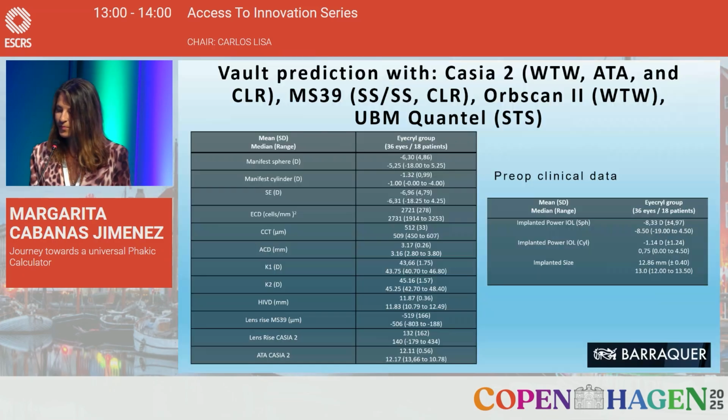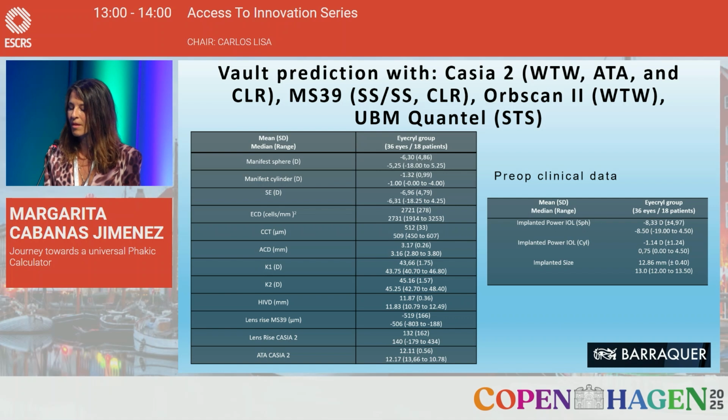Now I'm going to show you some examples of first studies, and we are going to talk about vault prediction tested with different devices like Cassia 2, MS39, or Scan2, or Quantel UBM.